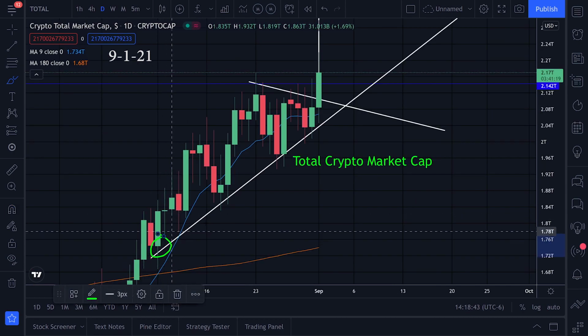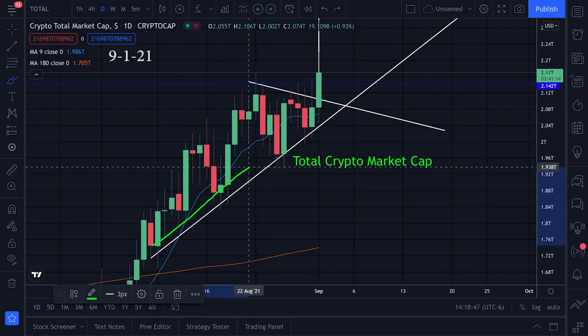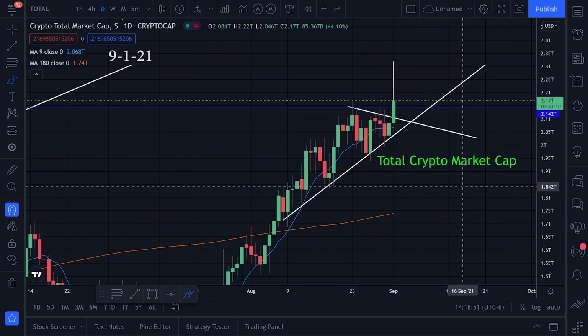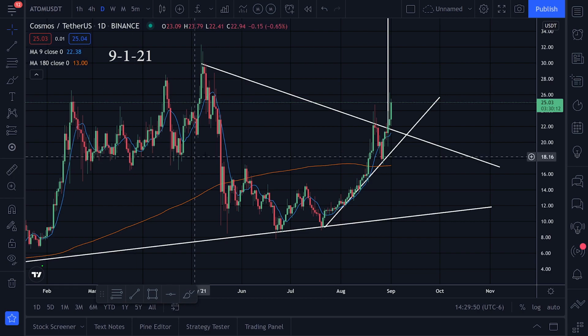In general though, we have support right here. I'm watching this uptrend going something like this. Until we break that uptrend going to the downside, then I'm going to assume that we're in an uptrend pretty much. Alright, so we're back on Cosmos to wrap everything up.